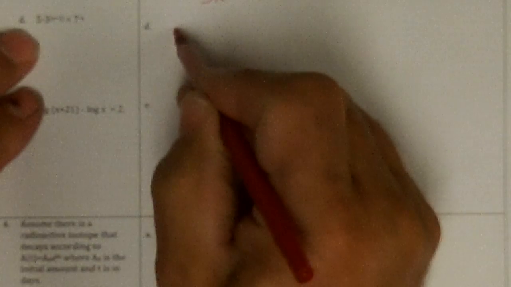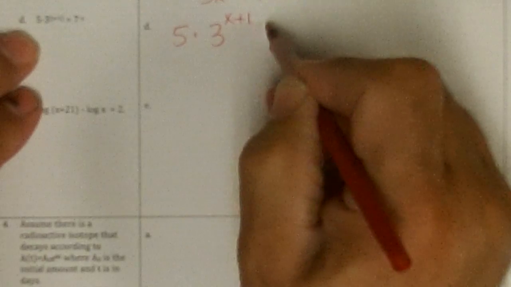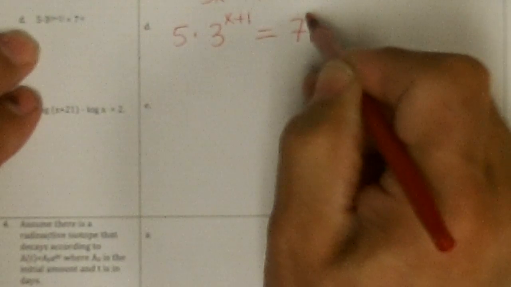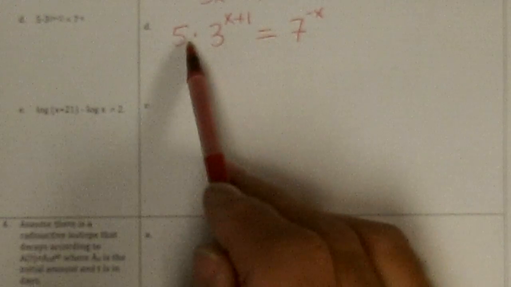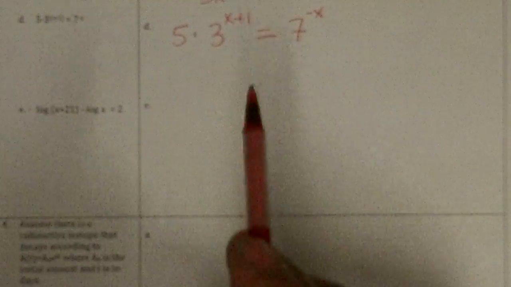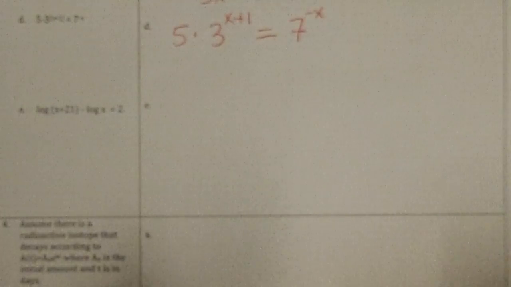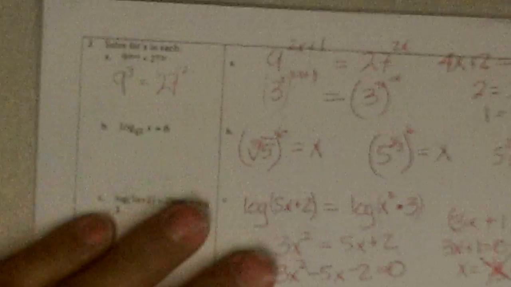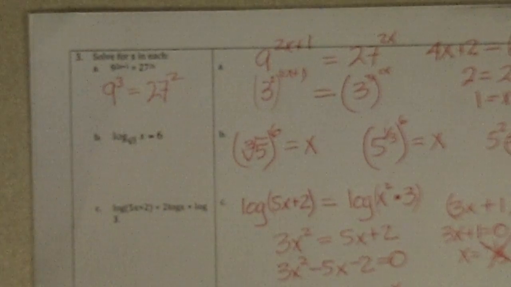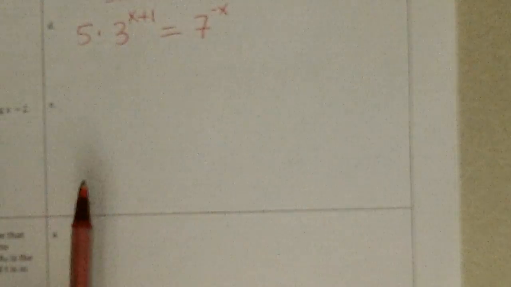We have 5 times 3 to the x plus 1 equals 7 to the negative x. All right, so we have a problem here that things are not the same base, and there's no way to really make 3 and 7 be the same base because there's not a common factor in them, like up here where 9 and 27 were both powers of 3. So we're going to have to change these to the same base down here.